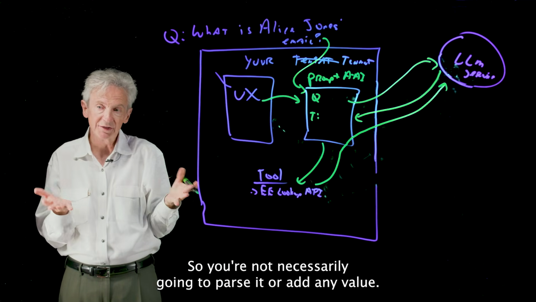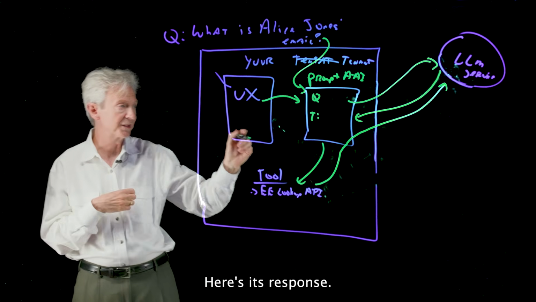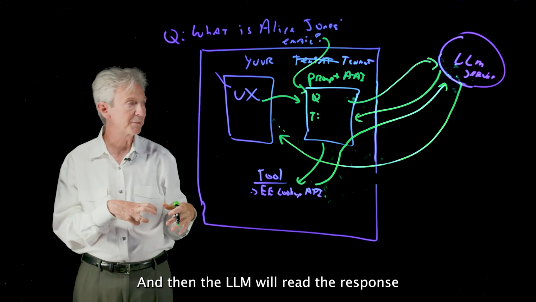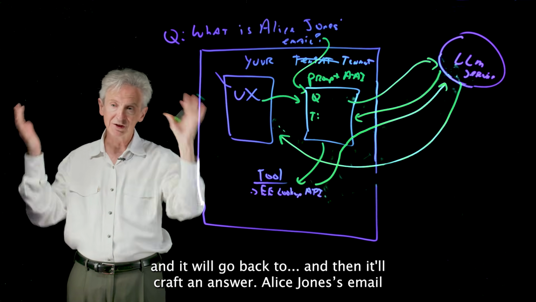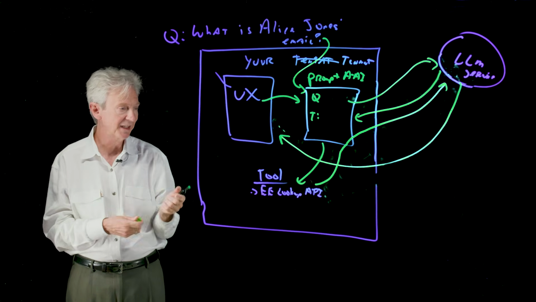You're going to get a response back, and you're going to send that response back to the LLM. So you're not necessarily going to parse it or add any value. You're just going to say, okay, I called the tool for you. Here's its response. And then the LLM will read the response, and it'll craft an answer. Alice Jones's email is such-and-such@gmail.com, something like that.